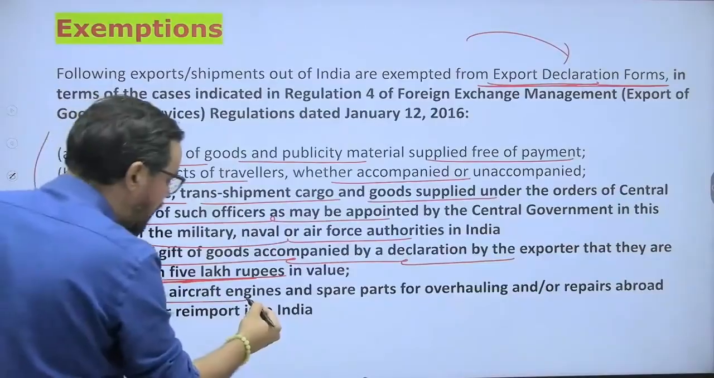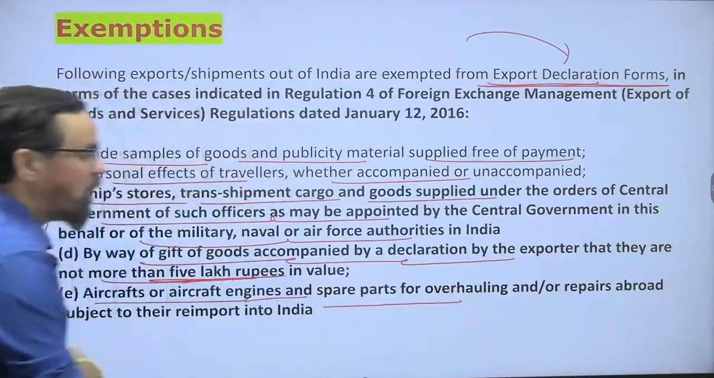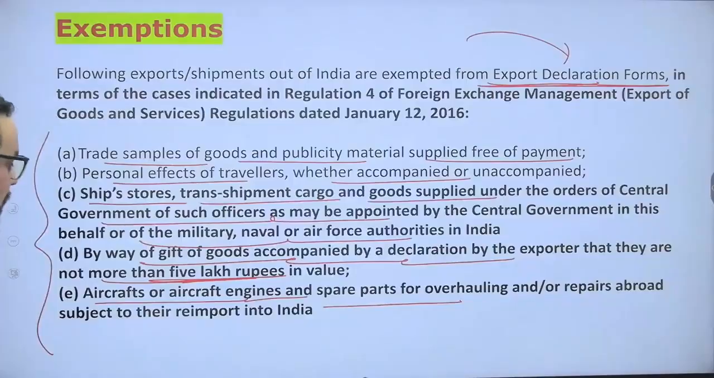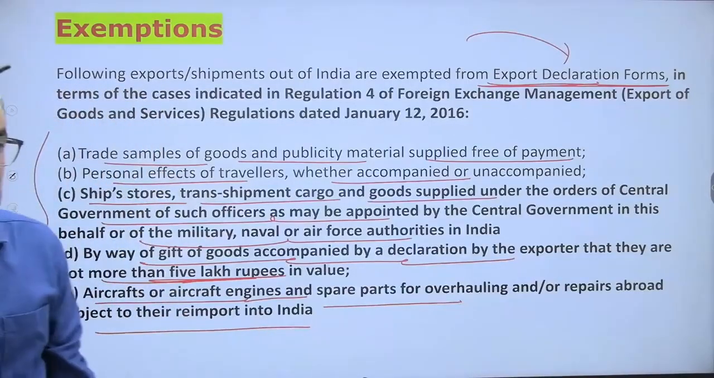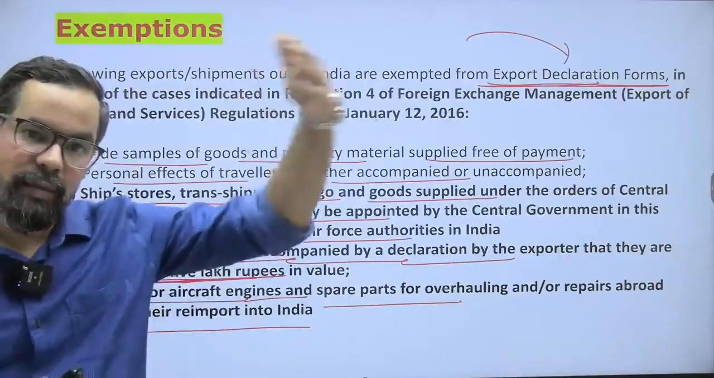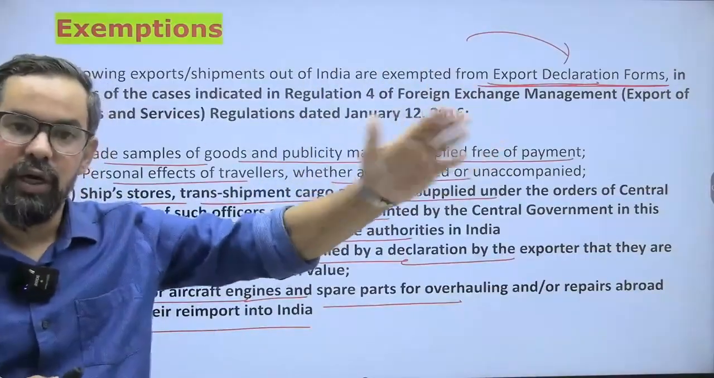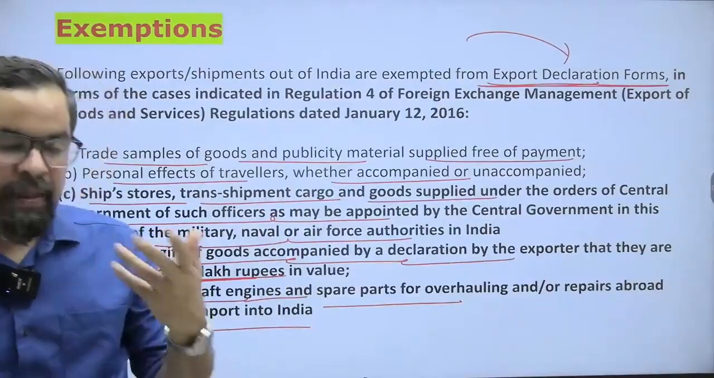Aircraft or aircraft engine and spare parts for overhauling and repair, so that is also they'll get re-imported again. So let's say we purchase Rafale from Russia. If we are sending them for repair purposes in Russia, and then after the repairs they'll come back to India, again not required.